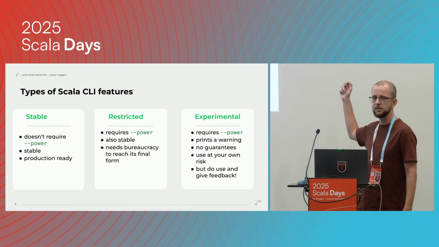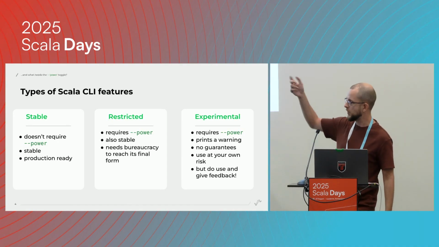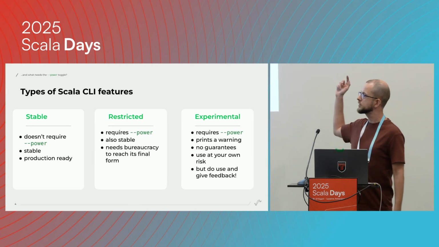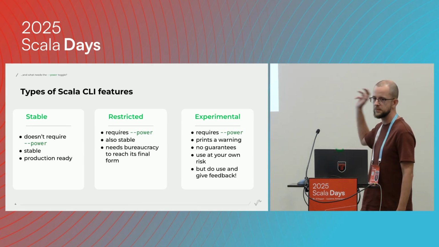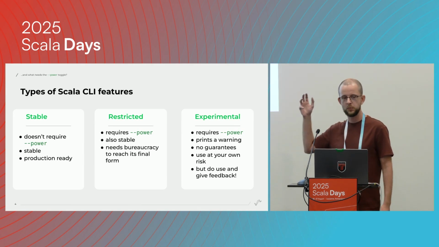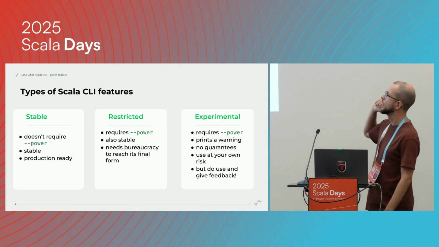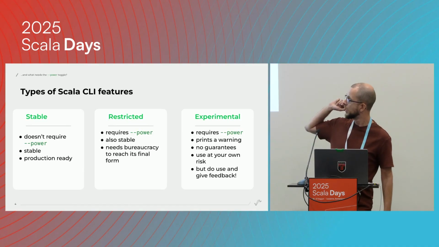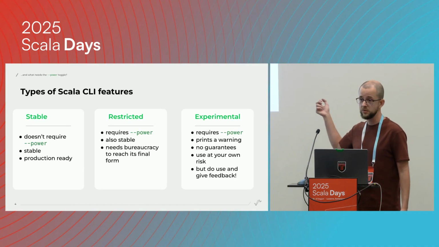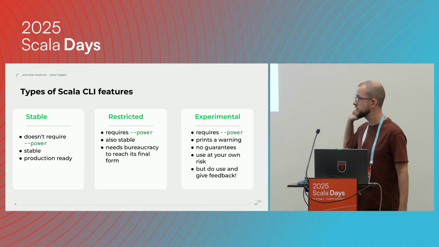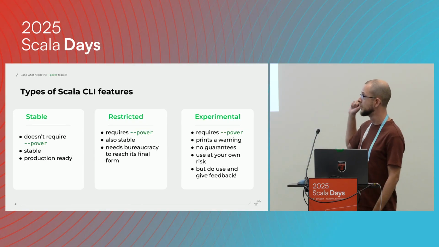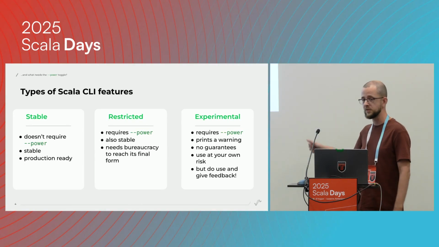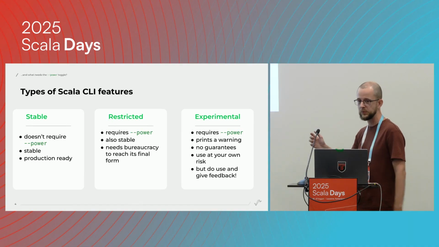How many of you are using the CLI? Okay, good. So we probably are using the first category. This is the stable production-ready stuff that if it doesn't work, you should shout at me that I should fix it. Then there's the restricted stuff, which requires --power, but it's also stable and production-ready, if you ask me, and you should be using it as well as soon as you find out about it. It's just we didn't push it through the bureaucracy, and we didn't convince SIP and other people that the user base is ready for it.